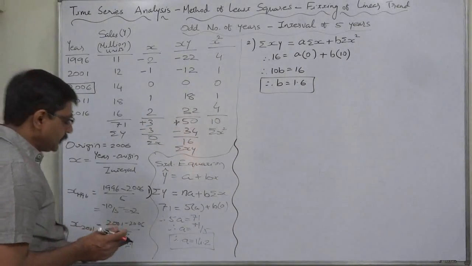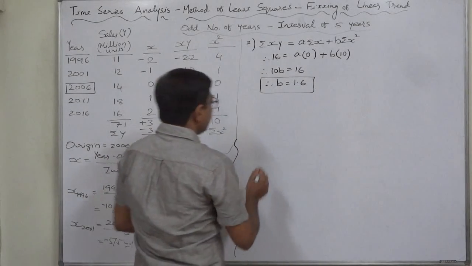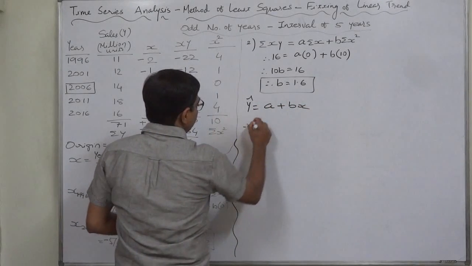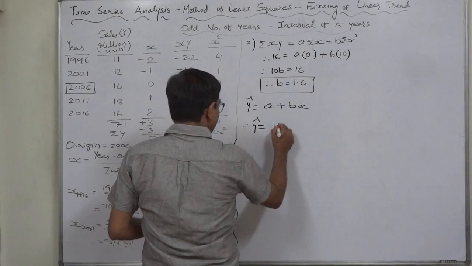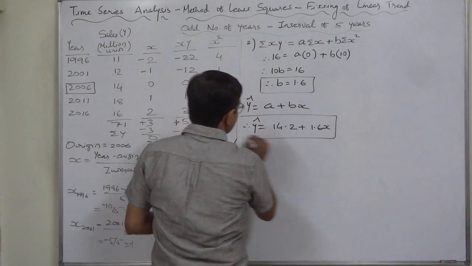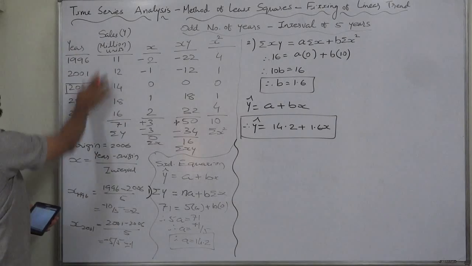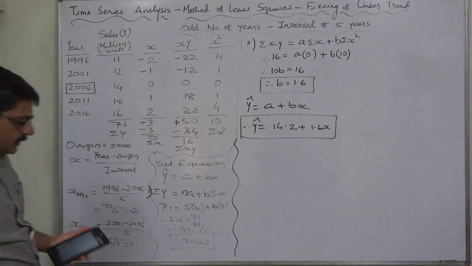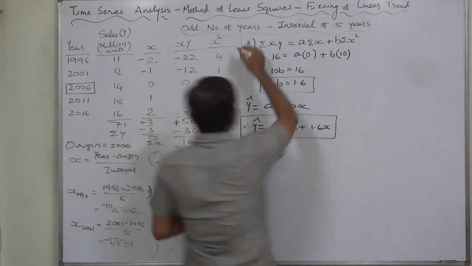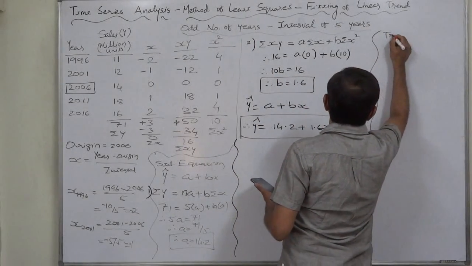Now let's substitute a and b in this standard equation. y estimated equals a plus bx. So y equals 14.2 plus 1.6x. This is the straight line relationship or linear relationship between these two variables for this time series. Now let's find the trend values. You can add the column of trend value to this table also.